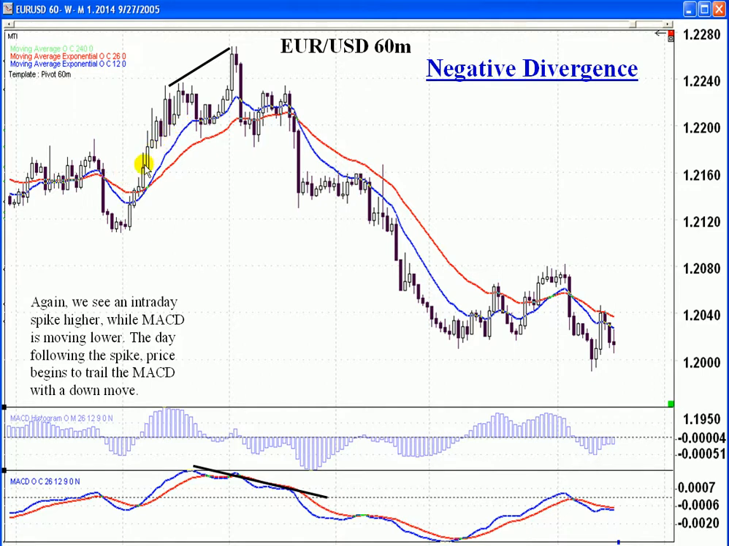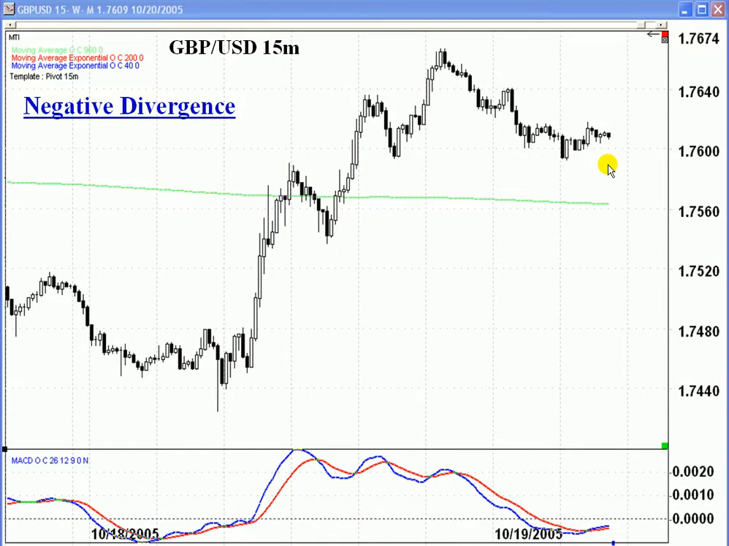More negative divergence, price moving up in an aggressive move up while MACD is drifting down. We see a head and shoulders formation, and we're going to get into this in a lot more detail later. Head and shoulders with MACD divergence, and then price moves down. A nice move here, and there's something interesting that I want to point out here.